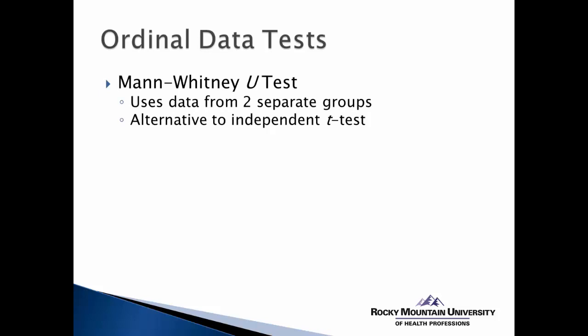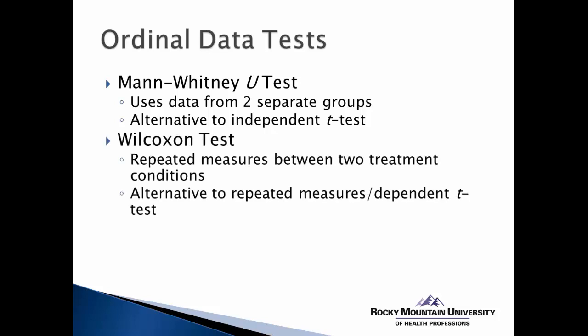The first one we're going to talk about is the Mann-Whitney U test. This is where we're comparing ordinal scale data from two separate or independent groups. So this is an alternative to the independent t-test. The idea is the same as with an independent t-test. We have two groups, treatment versus control, male versus female. They're independent groups, and we want to compare them on a single outcome score or variable. So this would be analogous to the independent t-test, and if we violate the assumptions of an independent t-test, then we can use the Mann-Whitney U.